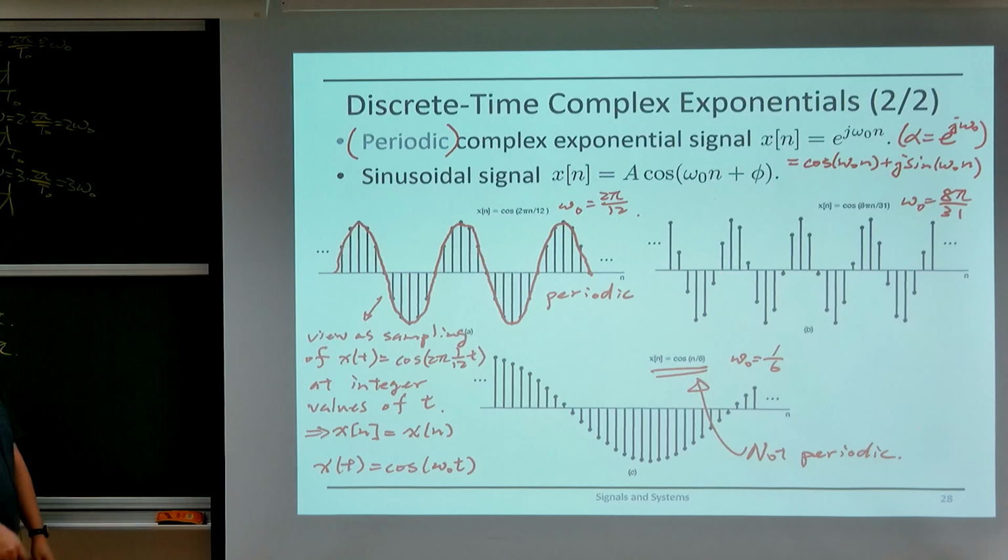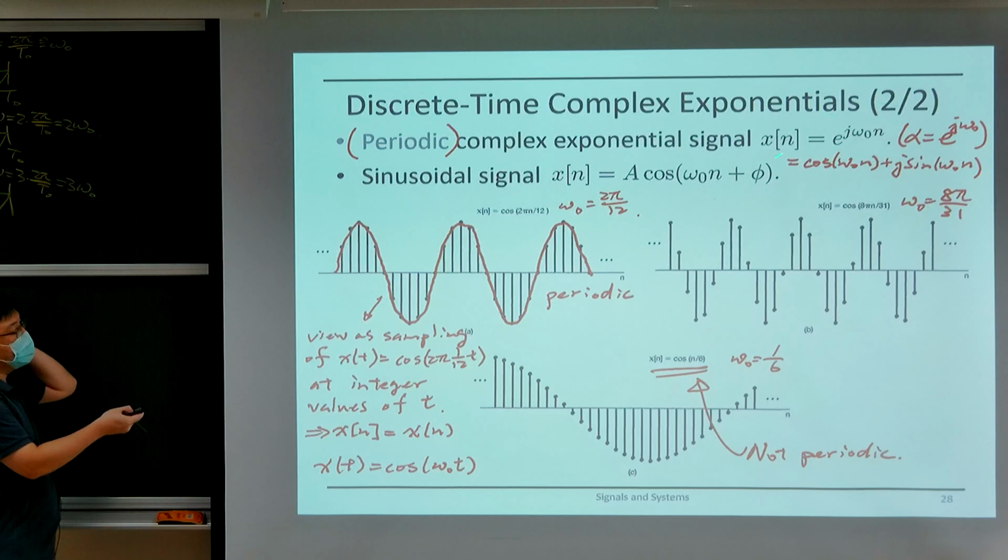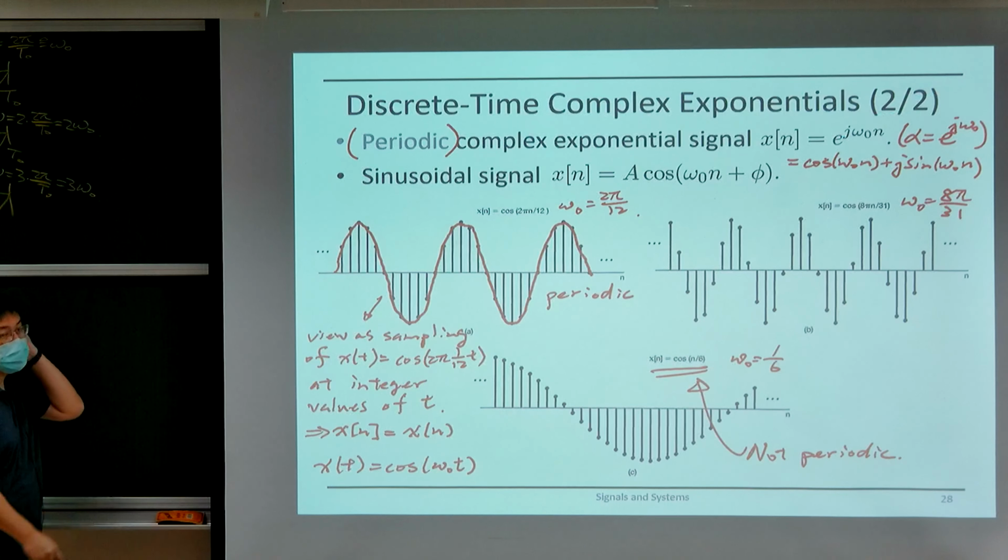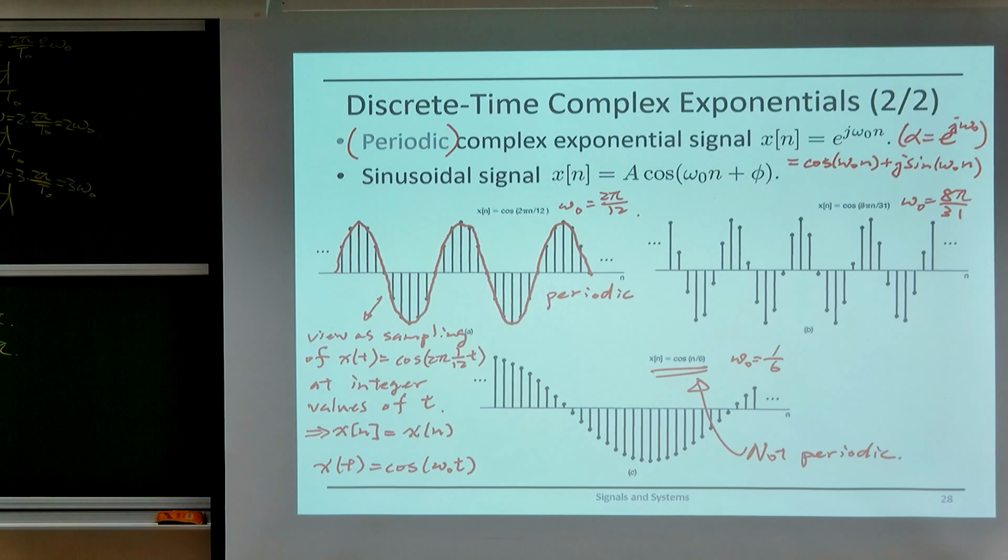So this is one thing that is very different from the continuous time case. In the continuous time case, the complex exponential with pure imaginary exponent is always periodic. But in the discrete time case, it's not really.